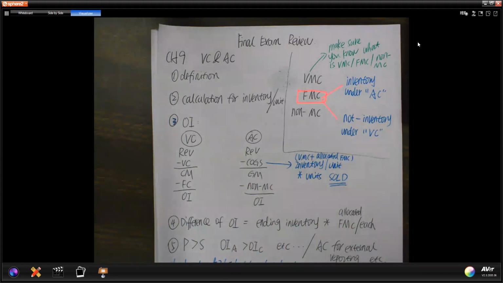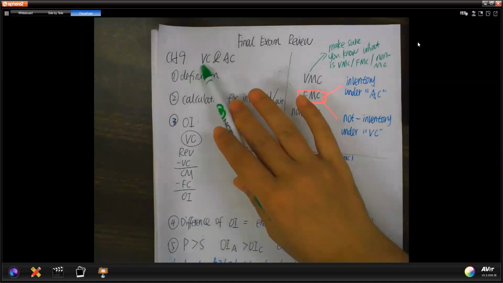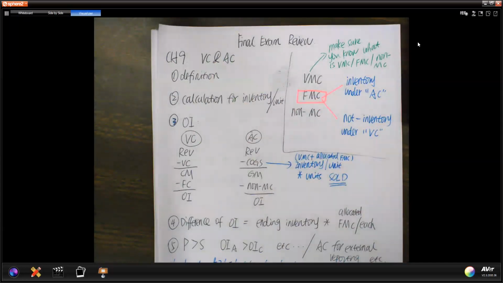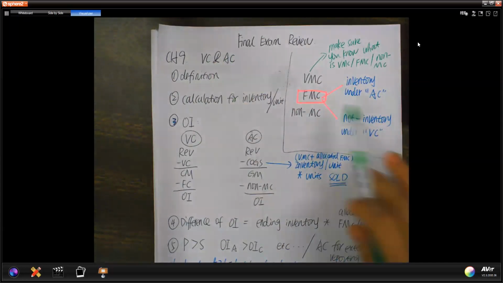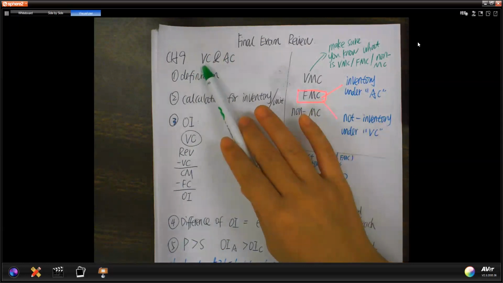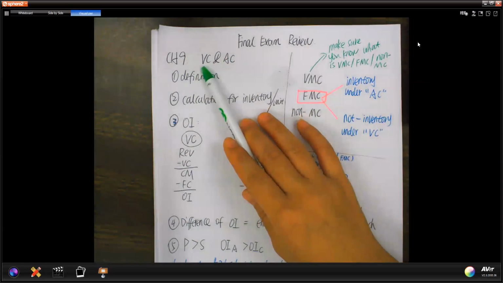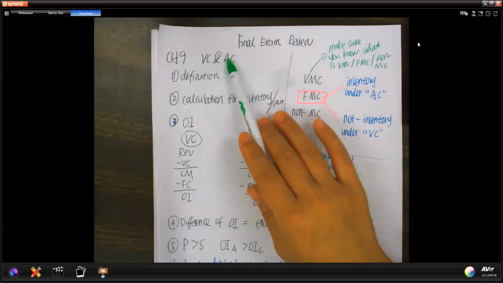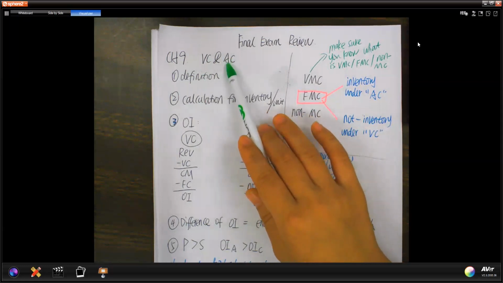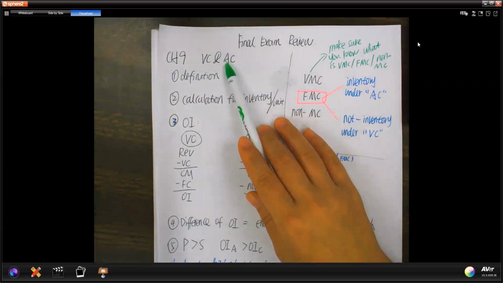Okay, so based on the order we had our classes, we first started chapter 9. The main thing is variable costing and absorption costing. So we said variable costing, the main difference is how do they deal with the fixed manufacturing cost, right? Under variable costing, they only take a variable manufacturing cost for the inventoriable cost or as the product cost. Absorption costing method absorbs all the manufacturing costs, including variable manufacturing and fixed manufacturing.